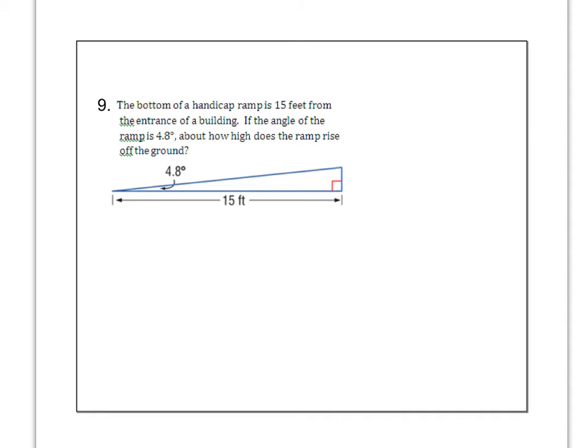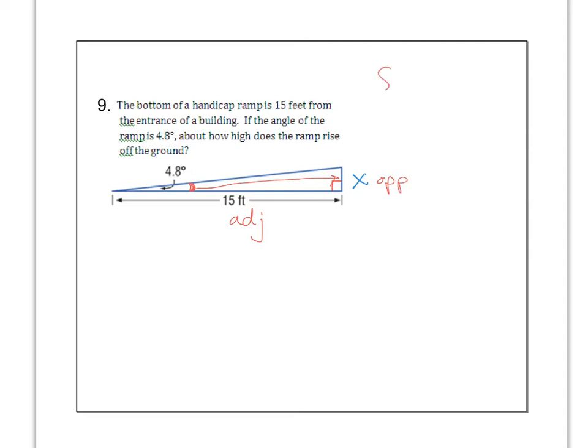Number 9. The bottom of a handicap ramp is 15 feet from the entrance of a building. If the angle of the ramp is 4.8 degrees, about how high does the ramp rise off the ground? That's what we want to find is over here. How high up off the ground does it rise? Start with your angle that's not 90. In this case, it's 4.8. Figure out what two sides you have. Now, according to this angle, the 15 is the adjacent side. The x is the opposite side.